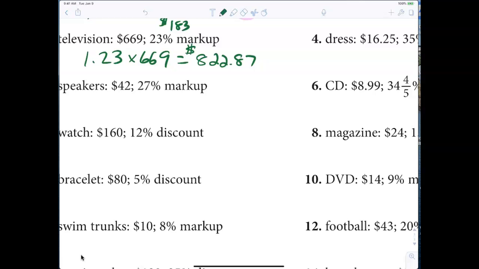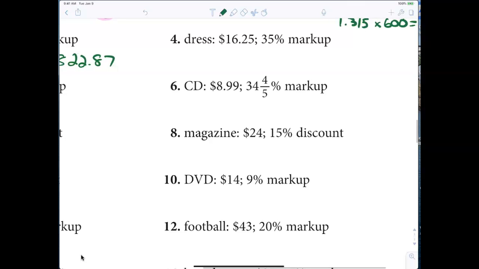All right, Angelina, let's hear you. So you change that to 100%, and then it's 135%, and then that would be 1.35 times 60. Thank you, girl. Good job. Tell me what that is.